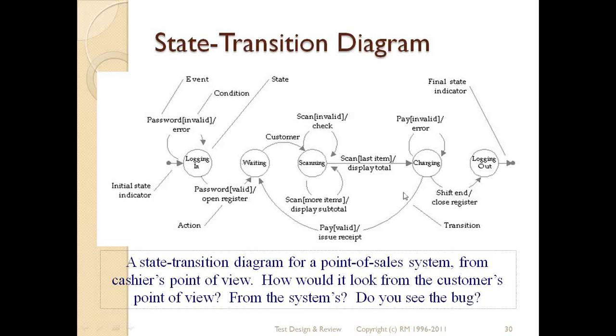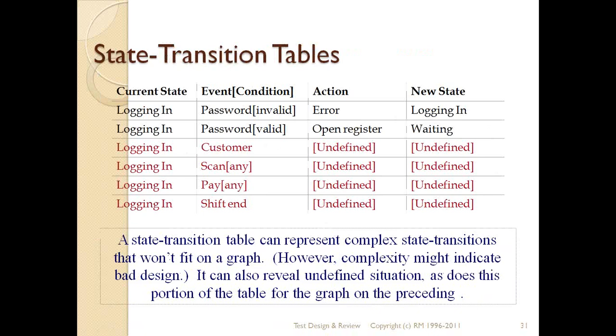Very easy to identify bugs here. For example, if no customer comes in the entire day, the poor clerk has to buy something to come out of the waiting state and close the register. As you can see, the only way to come out of this system is through the charging state. So I identified a defect right here. There should be one transition which goes straight from the waiting to the logging out stage. So there are many other such defects in this. Very easy to identify them using a state transition diagram.